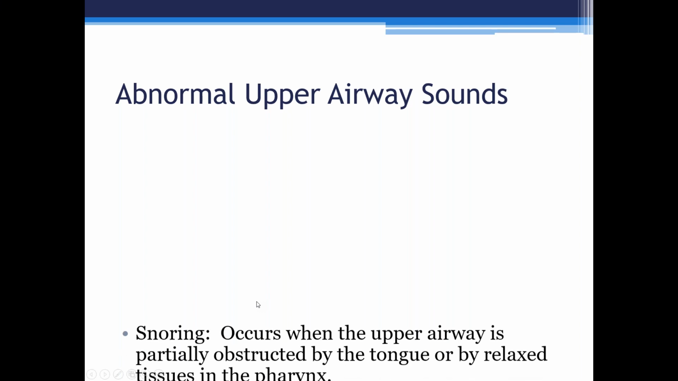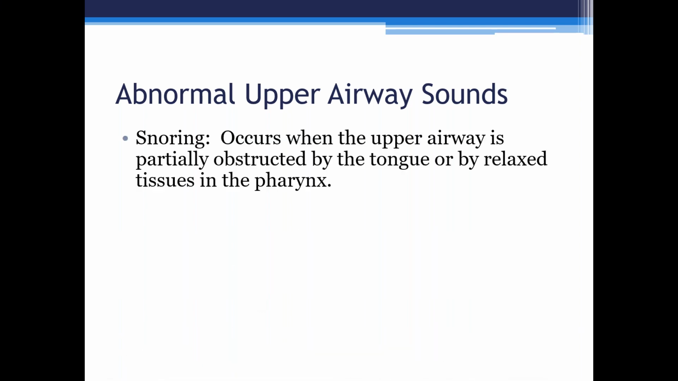So the first one, and very common that we can hear, is snoring, which is going to be an upper airway sound in which the upper airway is partially obstructed by the tongue or by relaxed tissues in the pharynx. A lot of individuals who are a little bit larger or have a different airway anatomy, you can hear them snoring once they fall asleep because everything relaxes. So those tissues in the pharynx actually relax.